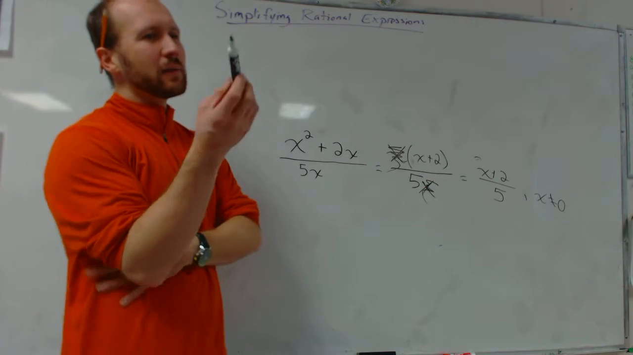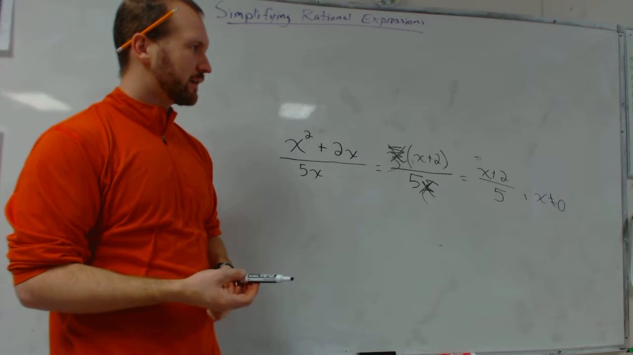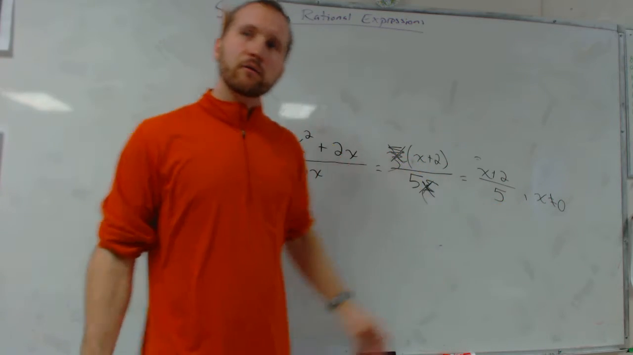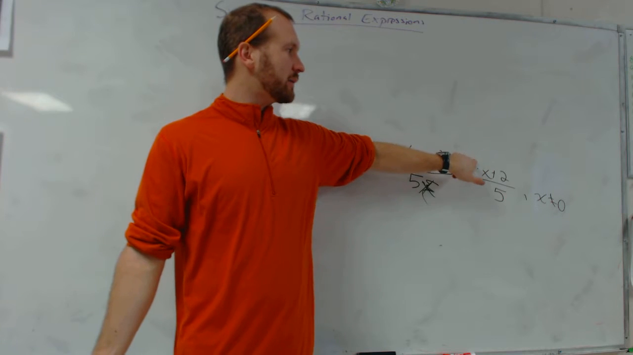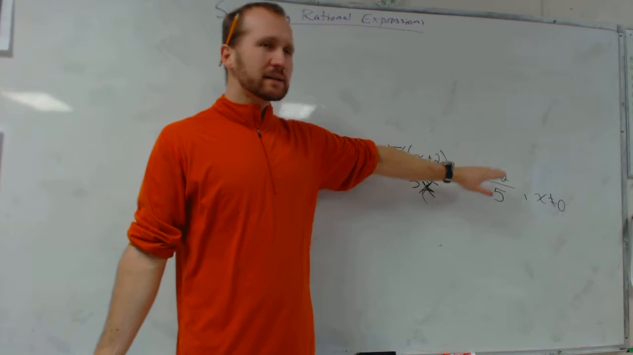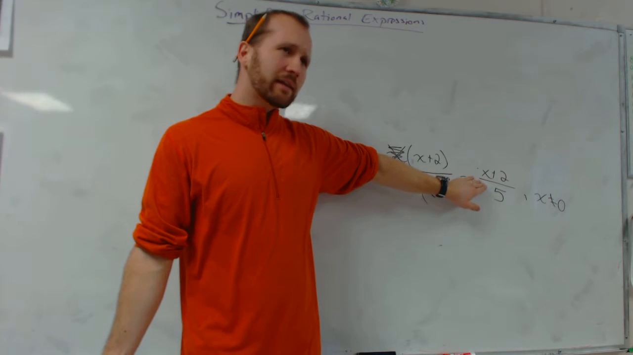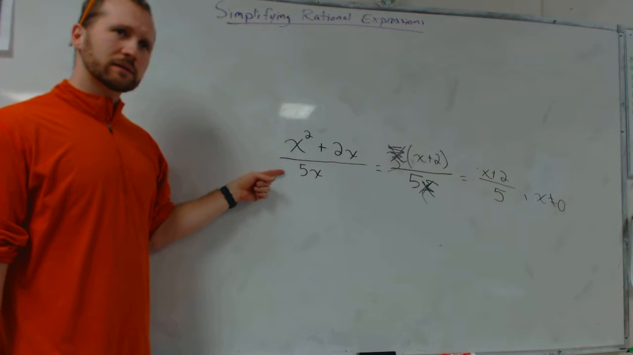Part of what we need to think about here is, what are we actually doing? Wait, if x can't be... 0 plus 2, that's just 2 over 5. Right. So x can't be 0, because we're saying that this, x plus 2 over 5, is equal to this.